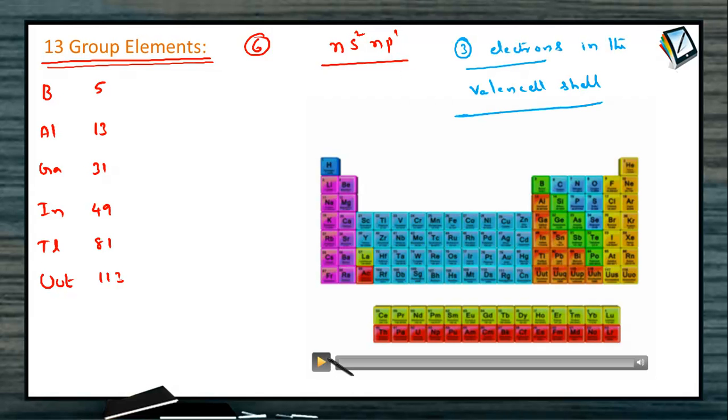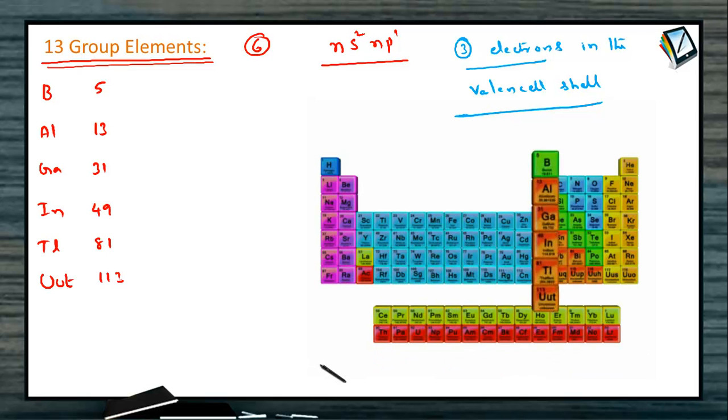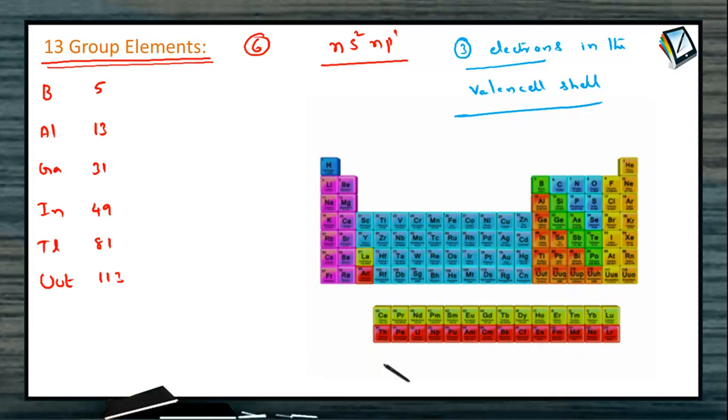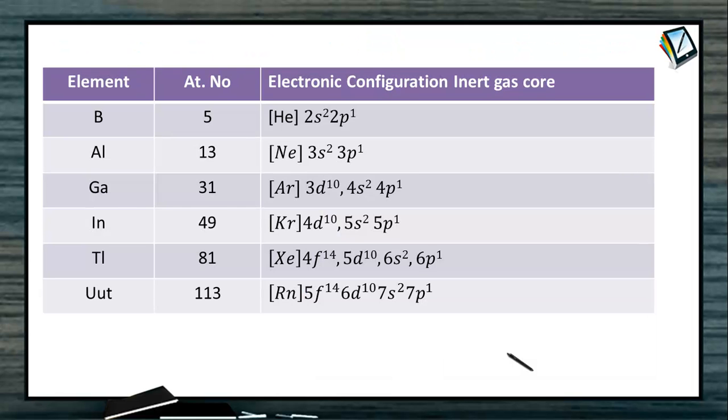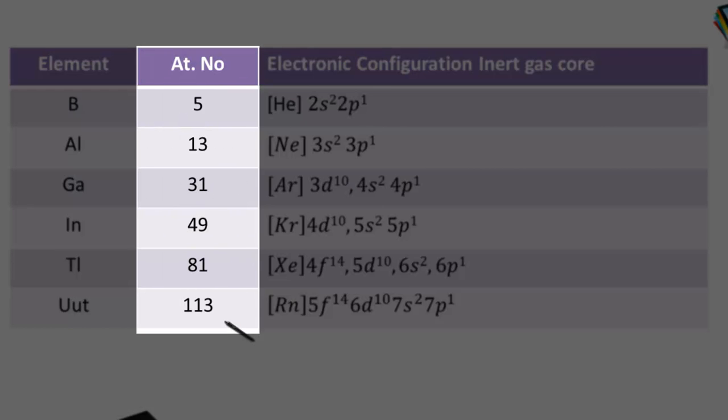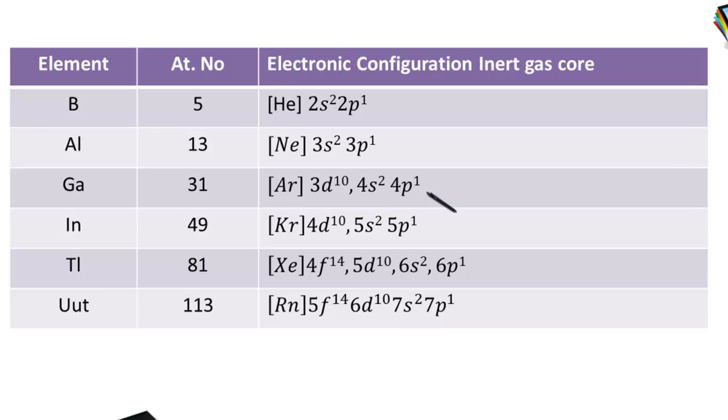Now let us see the 13th group elements: boron, aluminium, gallium, indium, thallium and Uut, ununtrium. Boron with atomic number 5, aluminium 13, gallium 31, indium 49, thallium 81 and 113 is for ununtrium. Once again, for the purpose of electronic configuration, the element is represented in column 1, atomic numbers in column 2, and their respective electronic configuration with inert gas core is written.